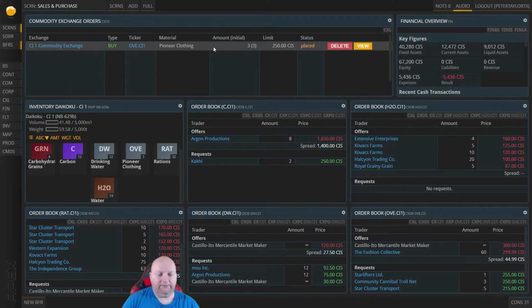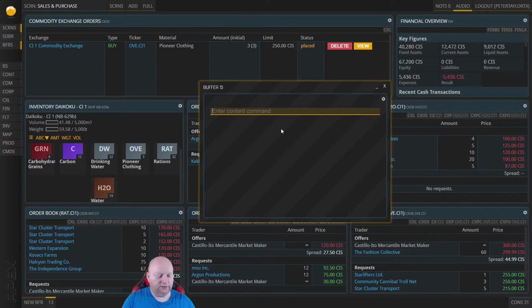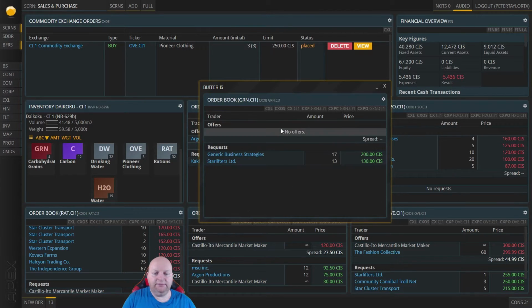Okay, so the carbohydrate grains, we do need to get some, but we don't have any supply right now on this screen. I'm not going to bring them in, so what we'll do is we'll bring in a new buffer, and I'm going to ask for CXOB, and it's going to be GRN on CI1, which is the planet name. Perfect. GRN1, GRN, and someone is selling them for 130, 13 of them.